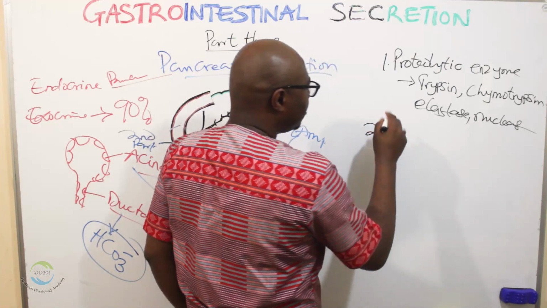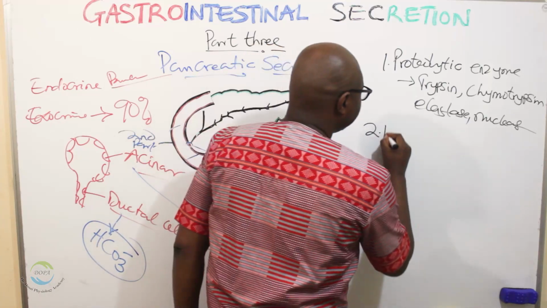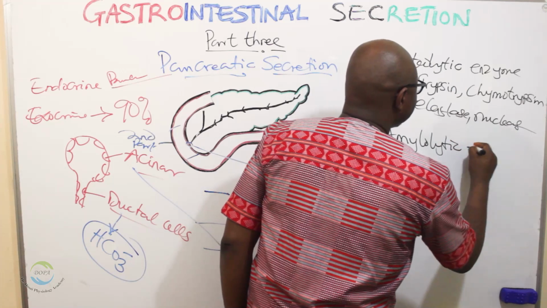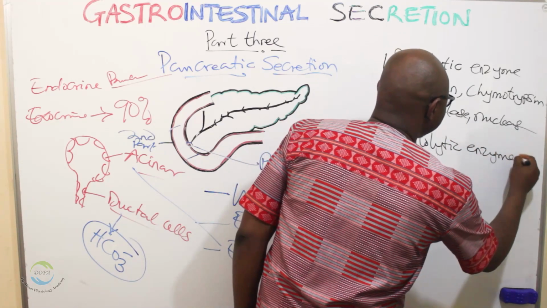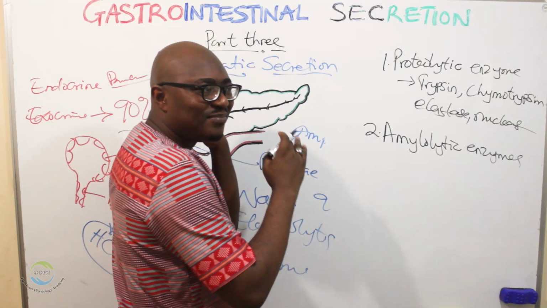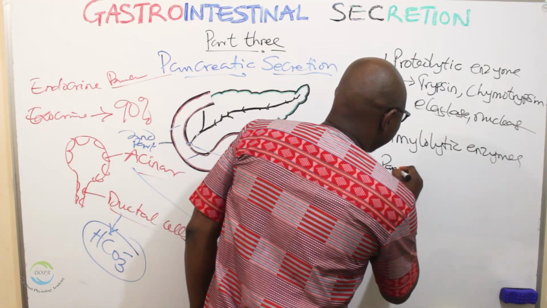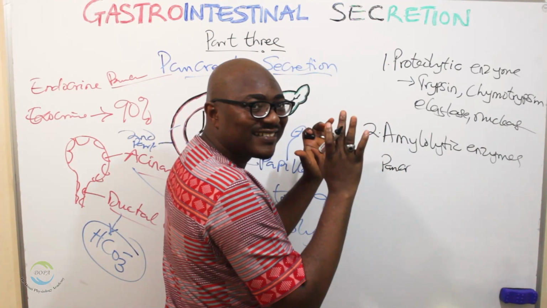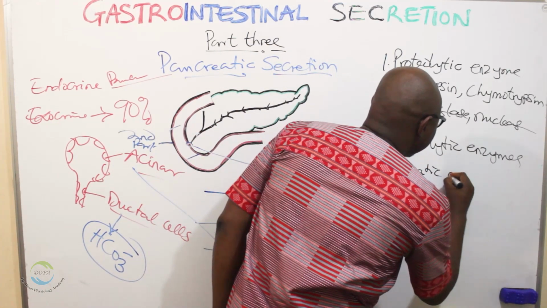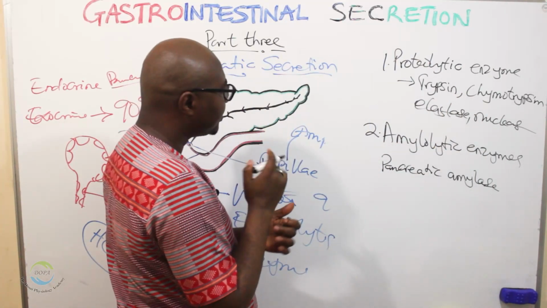Number 2, carbohydrates. So it has amylolytic enzymes. What you have there is what we call pancreatic amylase. For the salivary one, you say salivary amylase. So this one is pancreatic amylase. It breaks down carbohydrates.